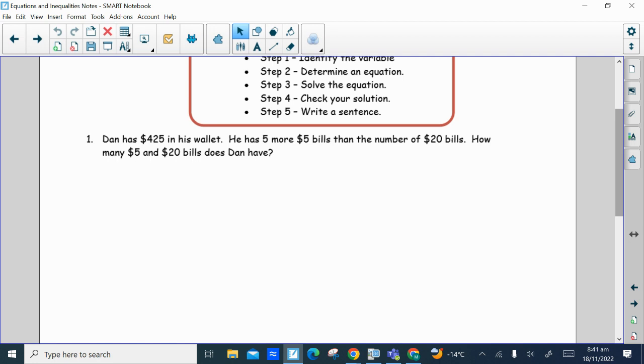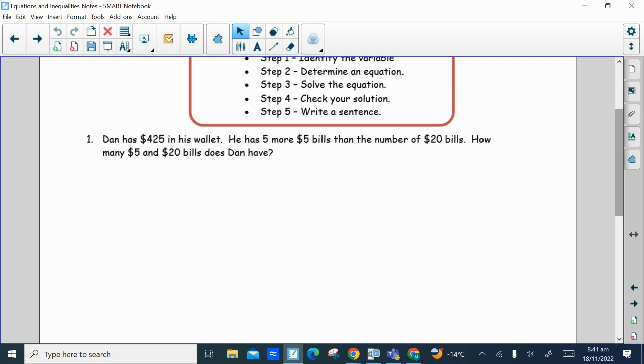The way that works in 10C is you actually get two different equations with the same two variables, and then you'll learn how to work with those two equations to solve for both variables. But that's in 10C. In this course, we're just doing equations with single variables. So even though we're asked to find two different things, the number of $5 bills and the number of $20 bills, we can only have one variable. So let's see how that works.